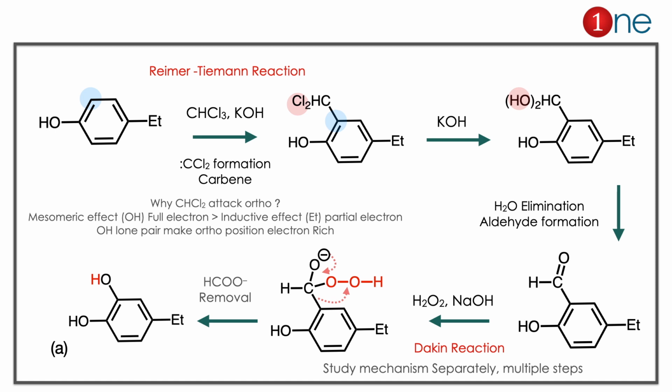In the next step, you are hydrolyzing it, and you have the OH formation. After the KOH treatment, it becomes an alcohol. So if you heat it up, you have the carbonyl formation. So the carbonyl is formed.